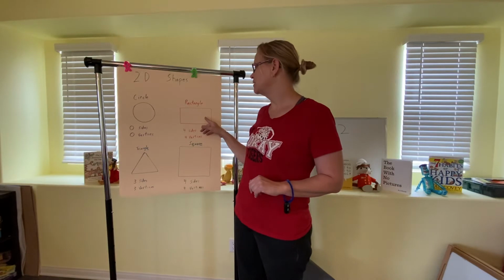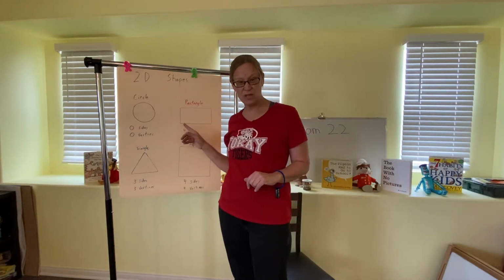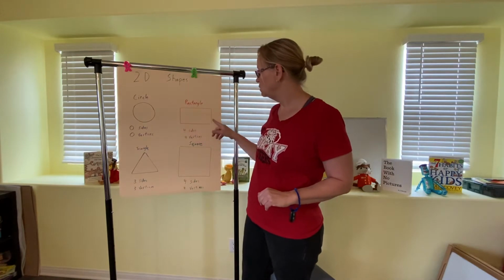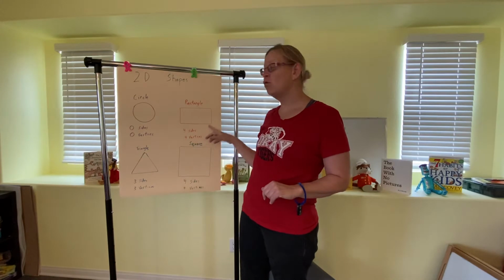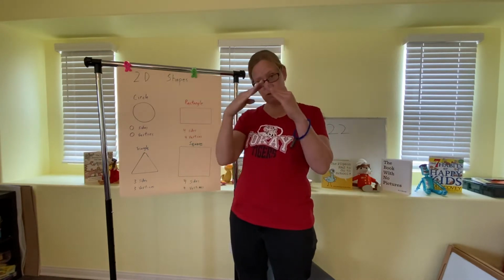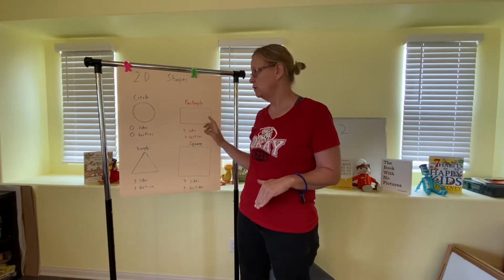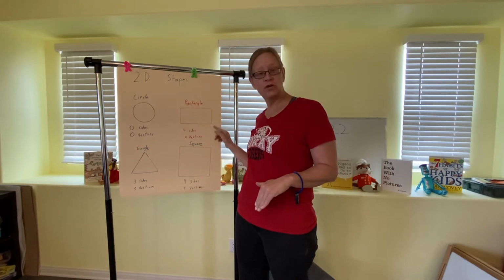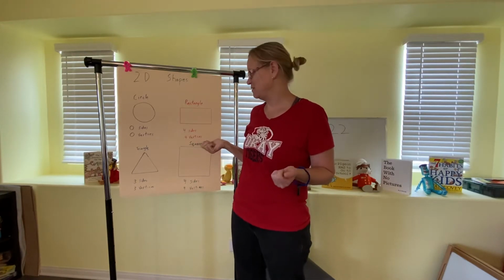Okay, let's look at our next shape. It's a rectangle. A rectangle has four sides. One, two, three, four. Four sides. It also has four vertices or corners where the sides come together. One, two, three, four. Four sides, four vertices. And we've been learning about this too. We just didn't call them sides and vertices.